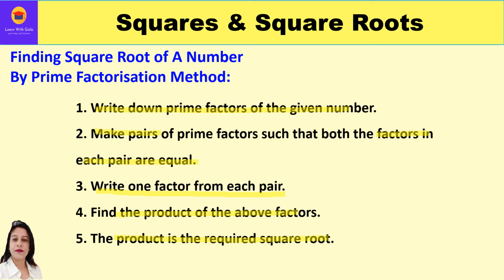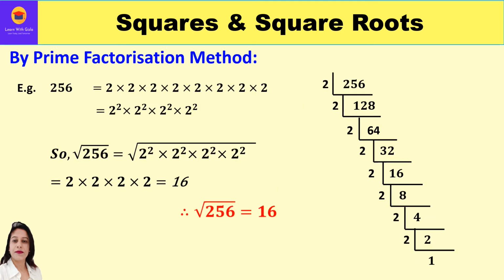Let me explain with the help of an example. Suppose I have to find the square root of 256 using the prime factorization method. First of all, I'll start factorizing 256. 256 is an even number, so I will start with 2. I will divide by 2, I'll get 128. Again I shall divide by 2, I'll get 64. Then 32, 16, 8, 4, 2 and 1. All the factors are 2 over here.